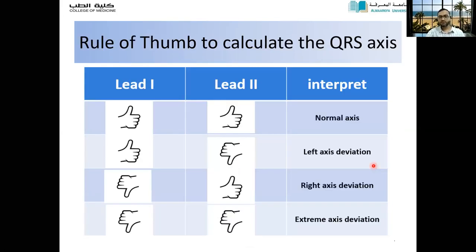Another way of looking at it is through the thumbs. Use both of your thumbs. Keep lead 1 above and AVF below. If both are positive, this is normal. If lead 1 is positive and AVF is negative, they are leaving each other, this is left axis deviation. If lead 1 is negative and AVF is positive, this is right axis deviation. And if both are negative, this is indeterminate. Instead of drawing arrows, you can use your thumb. This is the simplest method of determining the axis.